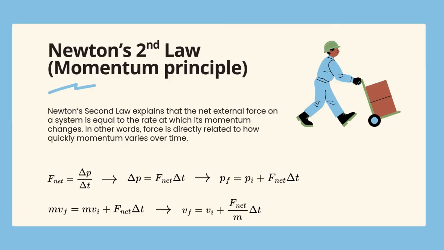So what is Newton's second law and how does it relate to momentum? The law explains that the net external force on a system is equal to the rate at which its momentum changes. In other words, force is directly related to how quickly momentum varies over time. The bottom depicts how F net is equal to the change in momentum over the change in time, but it's also equal to the equation where the initial velocity plus the net force over its mass times the change in time equals the final velocity of an object.